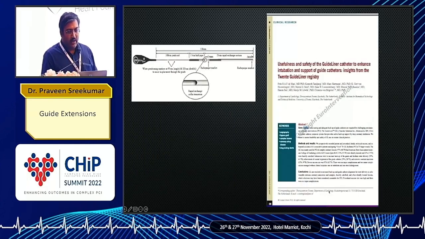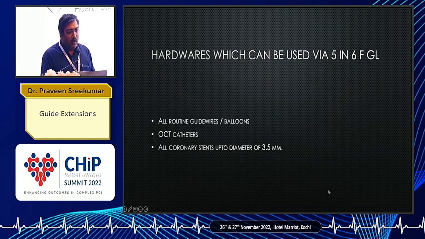And this is the 20 GuideLiner registry. Hardware which can be used via the 5-in-6 French GuideLiner, which is a workhorse in most cases: all routine guidewires can pass, balloons can pass, OCT catheters can pass, and all coronary stents up to a diameter of 3.5 can pass. 4 millimeter stents cannot be passed through a routine 5-in-6, but a 6-in-7 can be used.